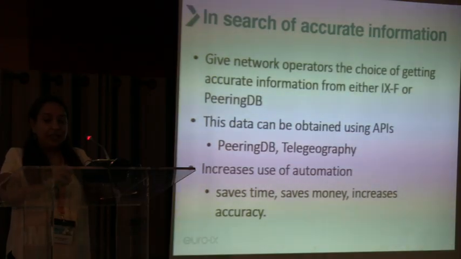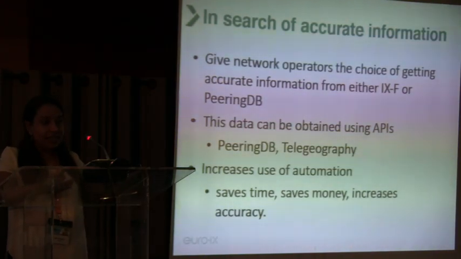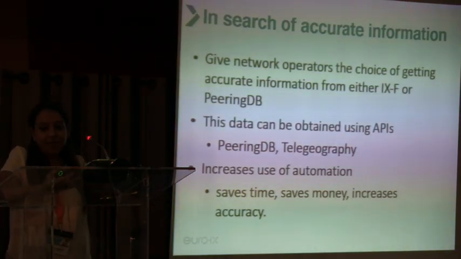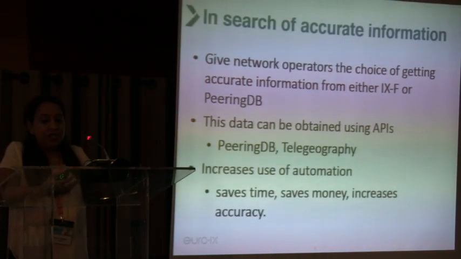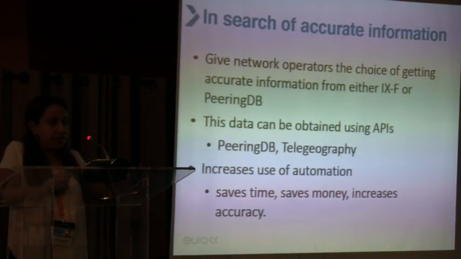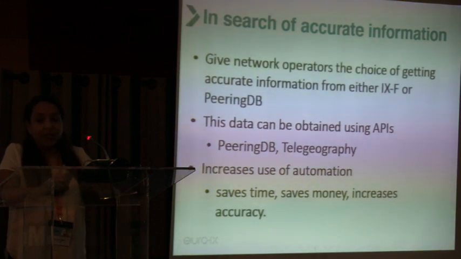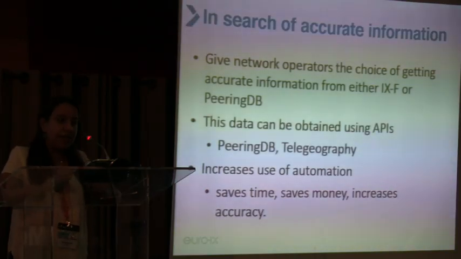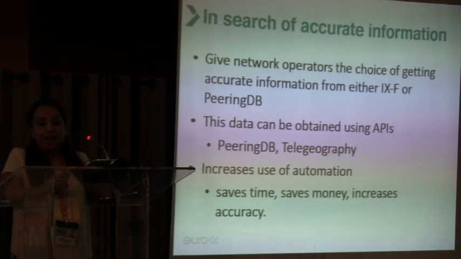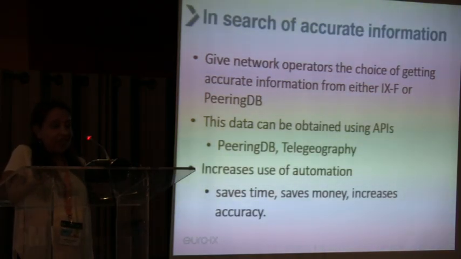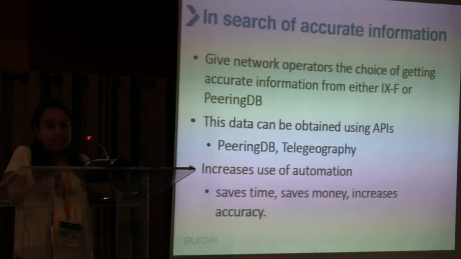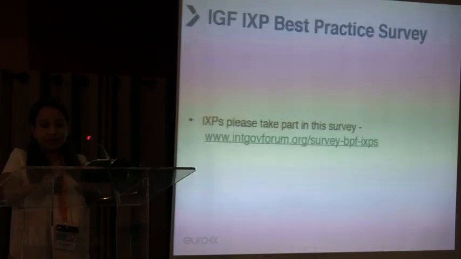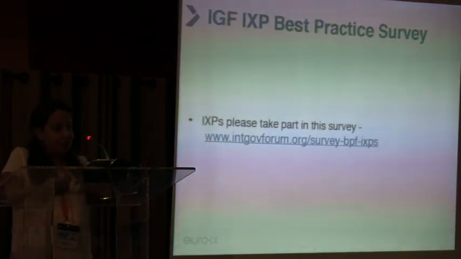What does it do? It gives network operators the choice of getting accurate information from either the IXF database or PeeringDB, because the information will be exchanged, so the data will be the same. This data can be obtained using APIs, and I'm really happy to say that PeeringDB are already doing this, and so is TeleGeography. I don't know if you've seen that TeleGeography now have IXP maps, but they are also using the APIs from the IXF database. It increases the use of automation, which is where we're all headed, and this saves time, saves money, and more importantly, increases accuracy. And that's it on automation.